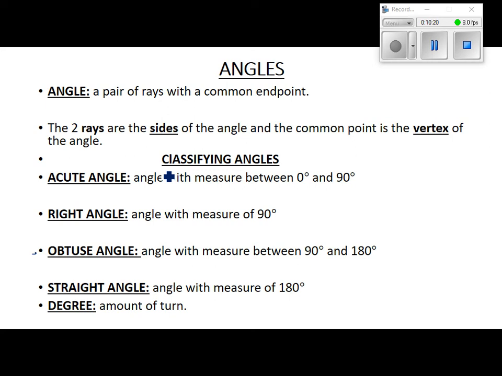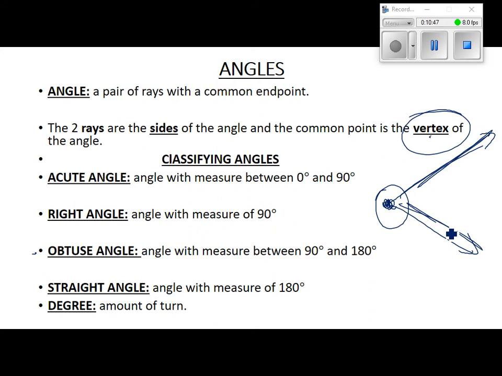An angle is a pair of rays with a common endpoint. So it's just going to be two rays, and they share that endpoint. Does anybody know what that endpoint is called? You should know it because hopefully you wrote it down. Vertex. That's the vertex. So they share that point, and it's called the vertex. This is a ray, that's a ray. Those are the two sides of the angle.